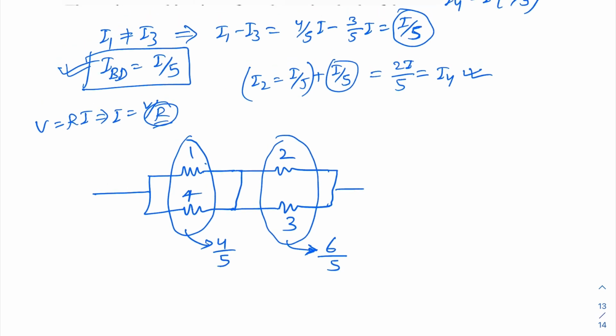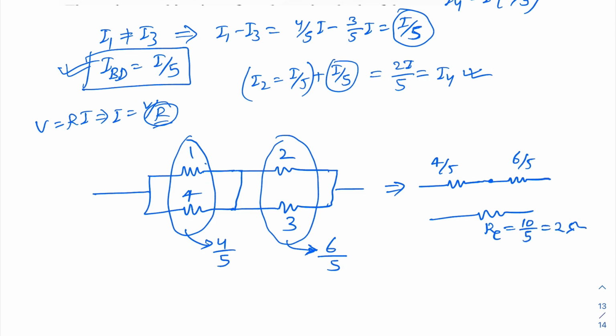Now these 2 ohm are connected in what? Connected in parallel. So it will be like this: it is 4 by 5 and it is 6 by 5. So its equivalent will be 4 plus 6, meaning R equivalent equal to 10 by 5. So it is 2 ohm resistance.